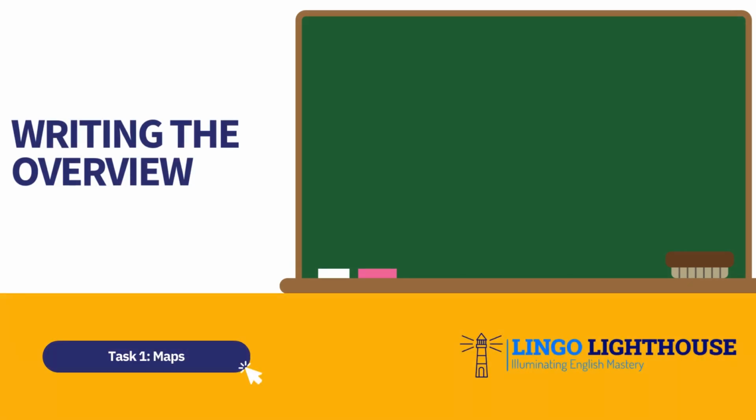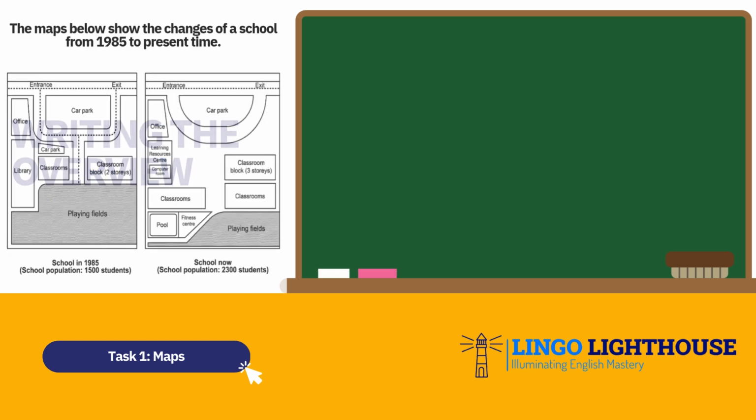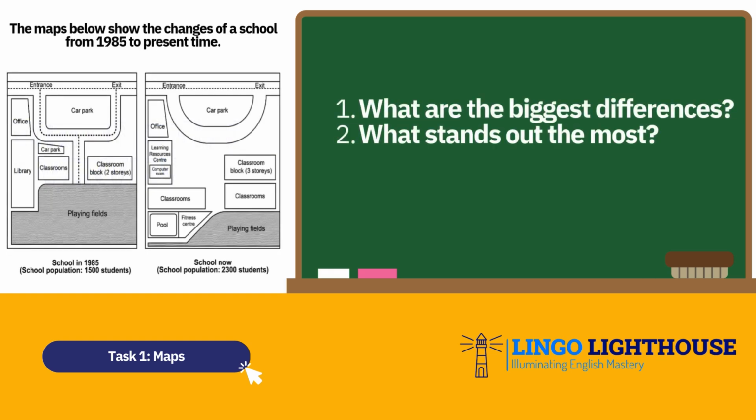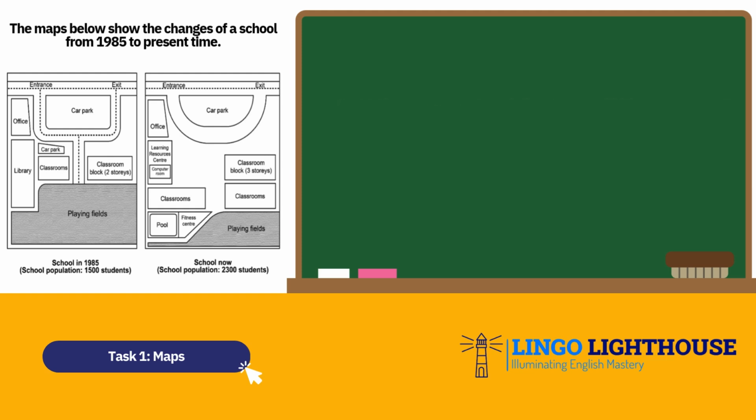The overview is the most crucial part of your essay. It should summarize the most noticeable changes without too much detail. Ask yourself, what are the biggest differences? What stands out the most? A strong overview should provide a high-level summary of the changes.